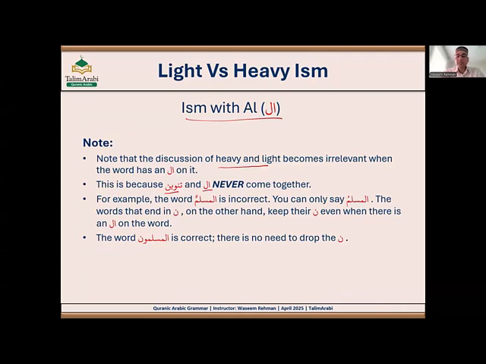Like if I ask you whether this is light or heavy, let's say this ism with al, al muslim, you will say it's irrelevant, because with an ism with al, we don't go into the discussion of light versus heavy. So in this case, it's irrelevant. Al muslimuna, is it light or heavy? We'll say because it's starting with al, it's irrelevant. We don't need to go into this discussion. All right. So for this case, we are not going to drop the noon, right? Because it has al at the beginning.